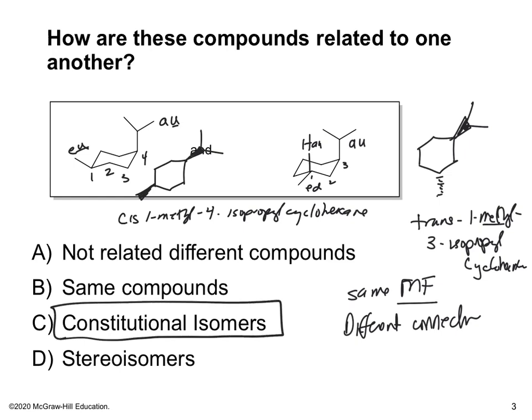Now, if they had been just a cis and a trans that was different, but the numbers of the connectivity were the same, then they would have been stereoisomers.